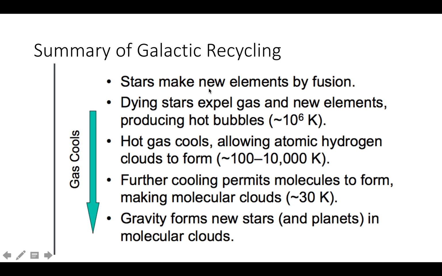So in summary, stars make new elements by fusion. Dying stars expel gas in these new elements, producing hot bubbles. The hot gas can cool down and rain back down into the disk, allowing atomic hydrogen clouds to form. Further cooling permits molecules to form, making molecular clouds, and then gravity will form new stars, as well as possibly new planets in those molecular clouds as the gas cools.